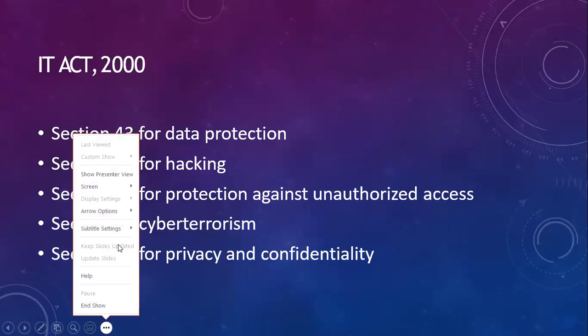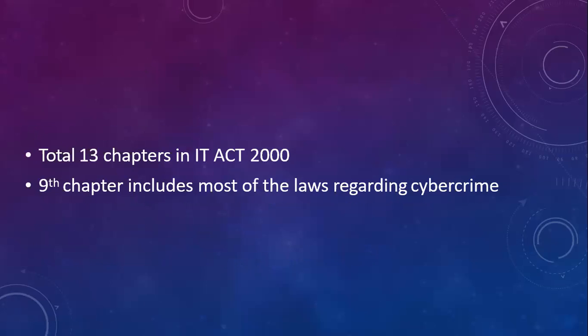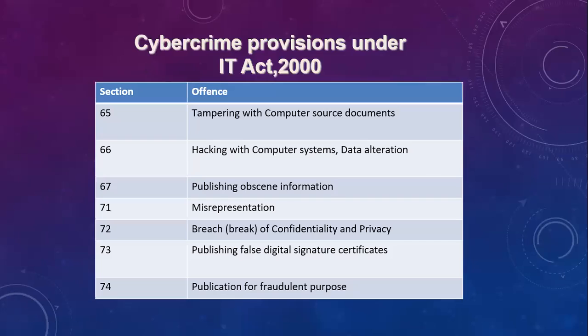So let us now, since we have seen that the IT Act depends on all these five sections, section 43, 66, 67, 69, and 72, let us proceed further. We have seen that the IT Act has a total of 13 chapters, and the ninth chapter includes most of the law that we have seen, right? So let us see again each one of them.